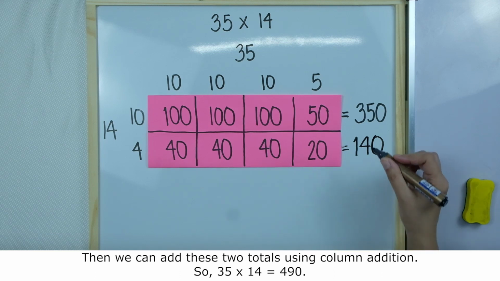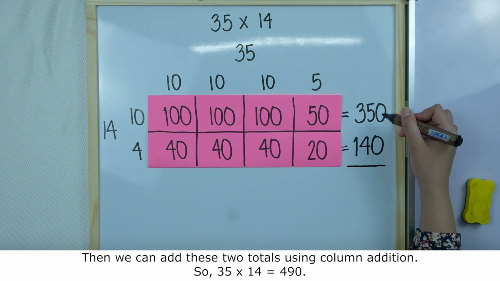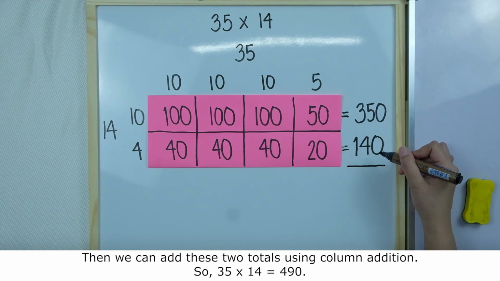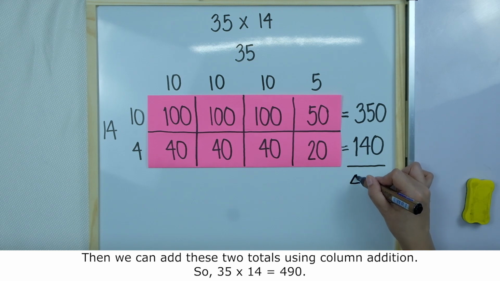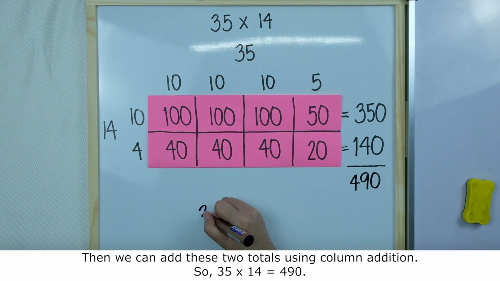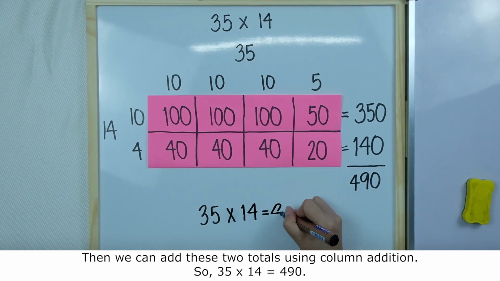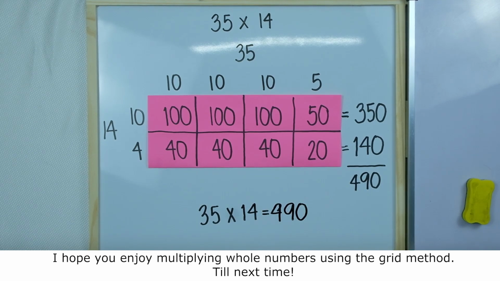Then we add these two totals using column addition. So adding 350 plus 140 will give us 490. Therefore, 35 times 14 is equal to 490. I hope you enjoy multiplying whole numbers using the grid method.